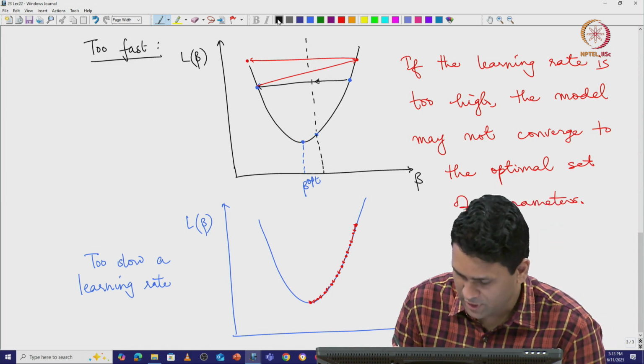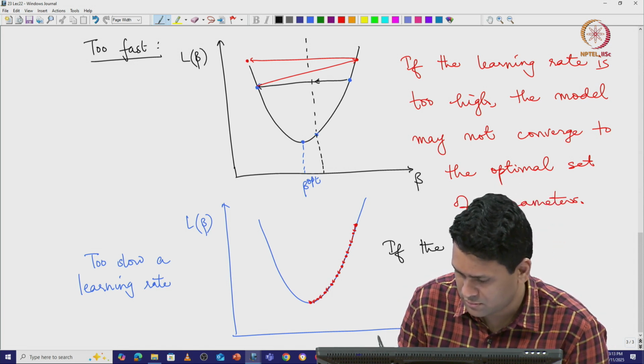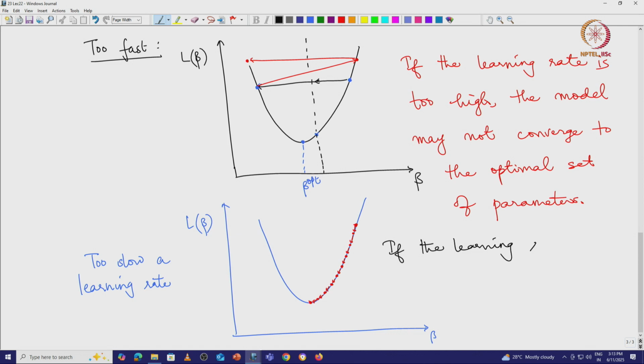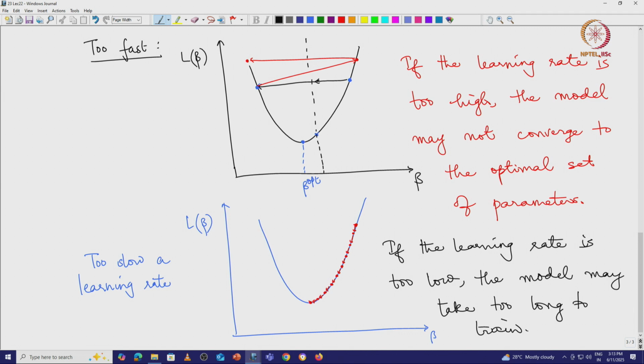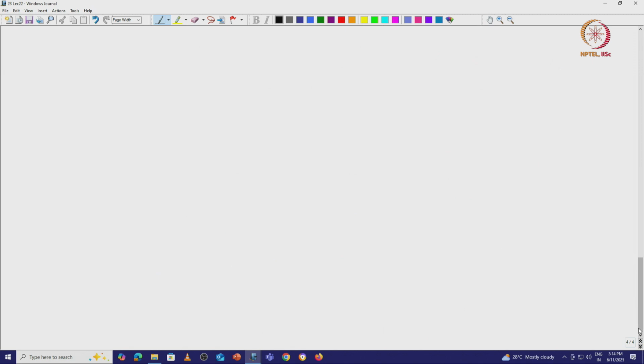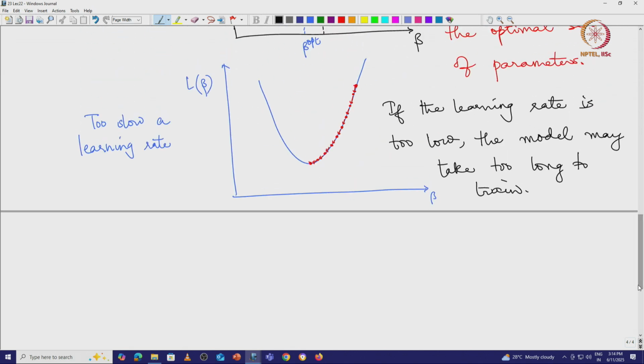So if the learning rate is too low, the model may take too long to train, or sometimes it may not even finish the training. It is basically wasted computational power on the scores of CPUs and GPUs that we are using for machine learning applications. And lastly, if you have an optimal rate, that is where you want to be.